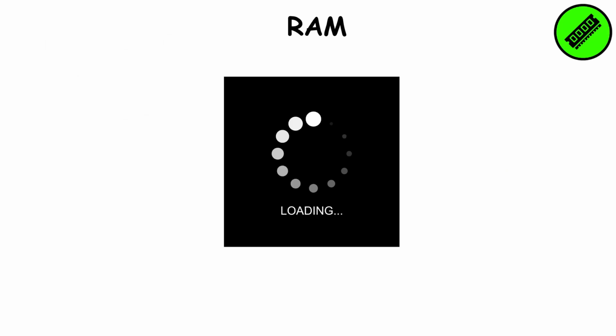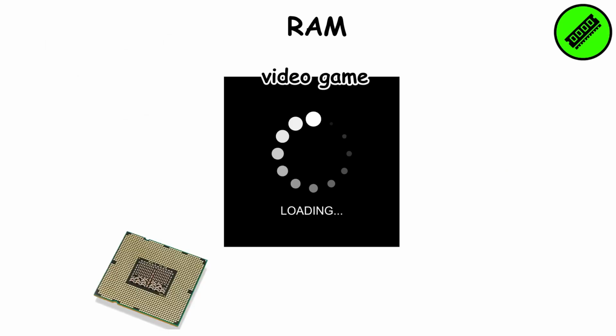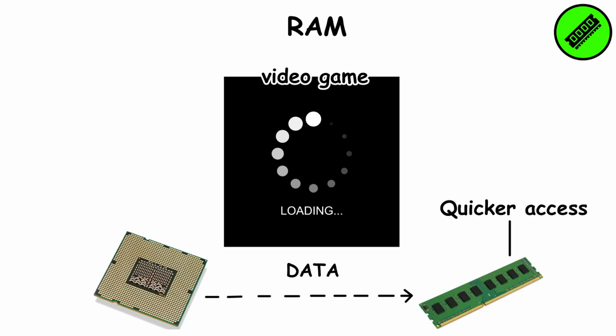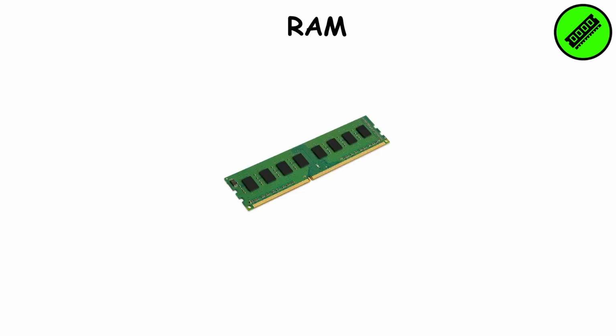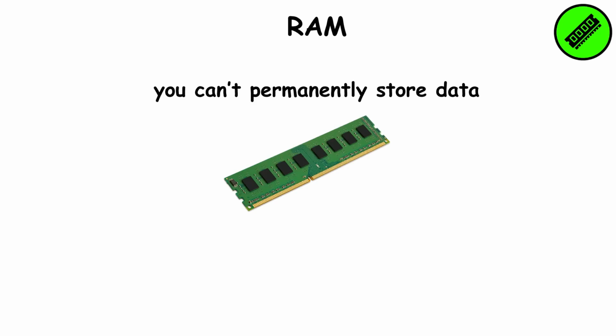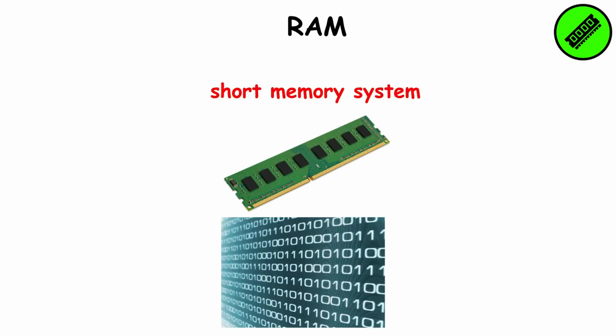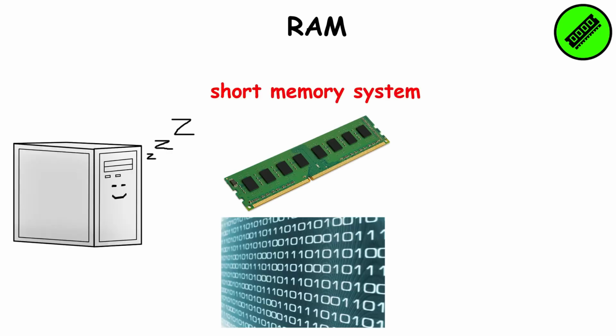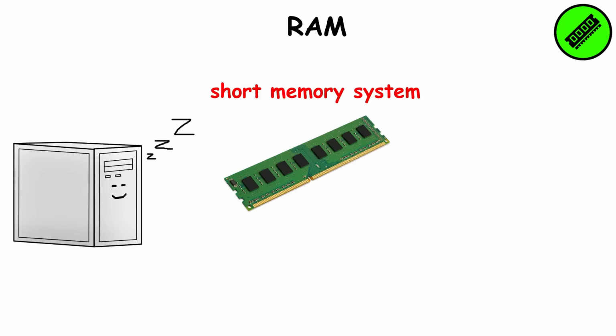Every time you see a loading screen in a video game, it's because the CPU is taking the needed data from the hard drive to the RAM, so it can access it much more quickly when you're playing. The RAM is connected through a long, thin stick instead of a small wire like the hard drive. One thing to remember is that you can't permanently store data on the RAM. It's a short memory system, and every time you turn off your computer, the data on it gets wiped.